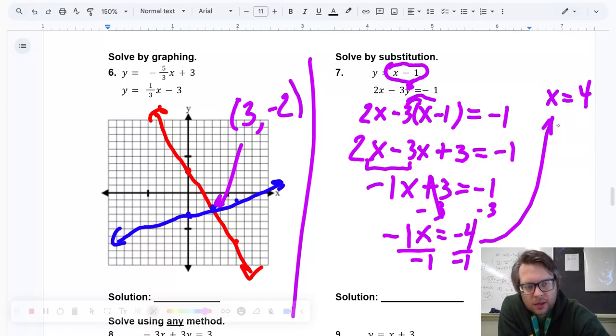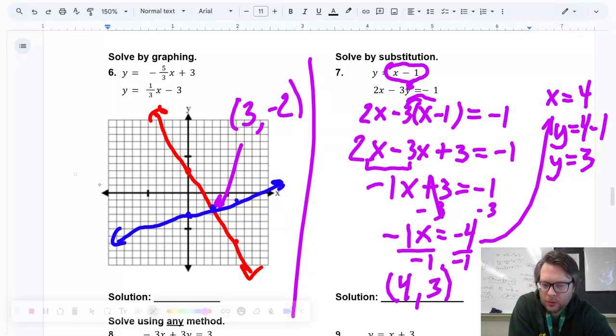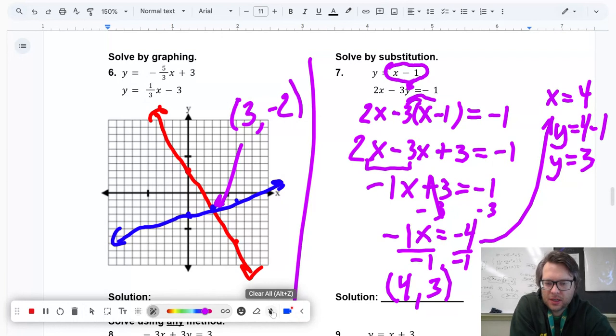Still have to find y, but at the very beginning I know that y equals x minus 1. So y is 4 minus 1, which is 3. So my solution is x equals 4, y equals 3. Or if you want, you can write it as the ordered pair 4, 3.